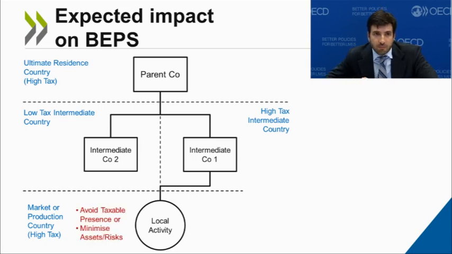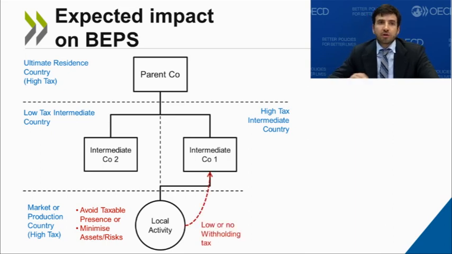How does that happen? Well, first, in the market or production country, the aim is to avoid a taxable presence, the structures with commissioners that Marlies described, or auxiliary activities, or, if there is a taxable presence, to minimize assets and risks that are allocated to this taxable presence. Then, every payment that goes out usually goes out via a favorable treaty jurisdiction, therefore with low or no withholding tax on the basis of the relevant treaty.